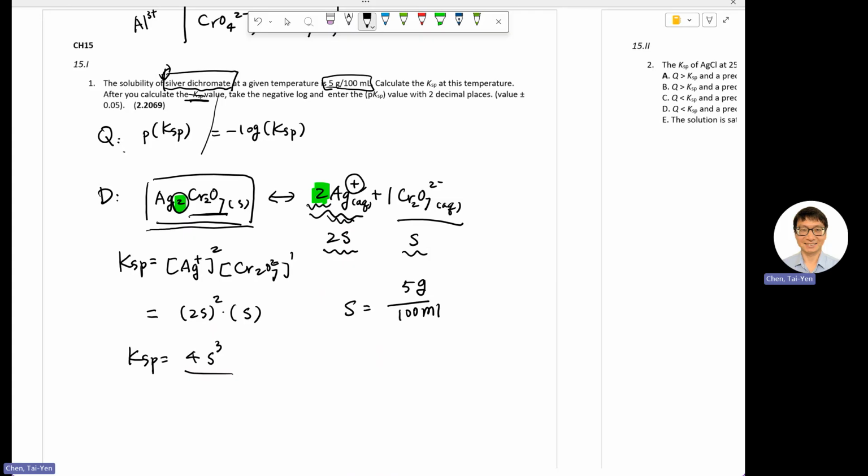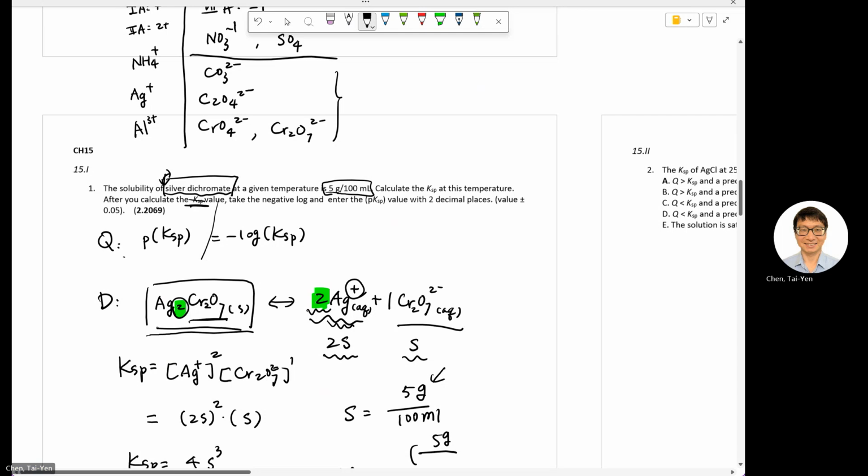Okay, so you don't have molarity right now. All you have is the gram solubility, meaning 5 grams of this insoluble salt can be dissolved in 100 milliliters of water. Okay, so this is not what you want. You want to calculate the molarity. Therefore, you need to do the 5 grams divided by the formula weight.